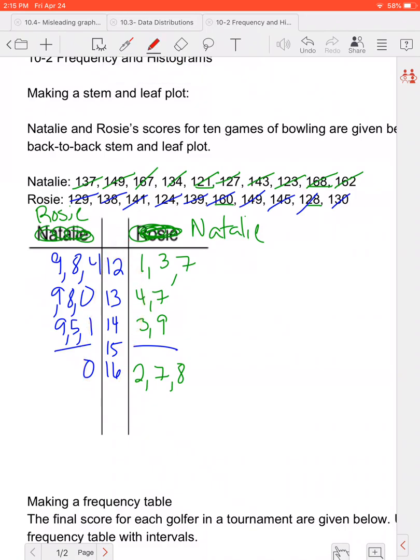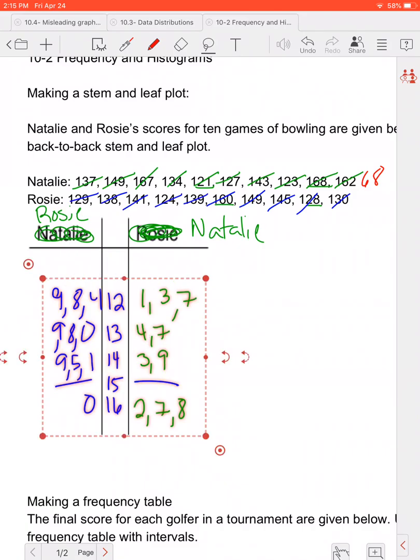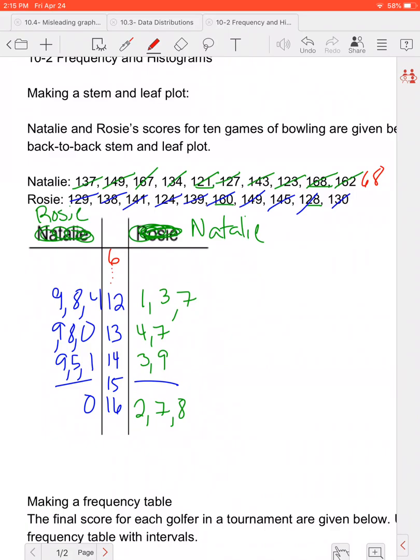Now let's say we add a score to Natalie, and she got a 68. She did really bad, not a 6, 8, a 68. Now you don't have to actually do this in your notes, but I'm just going to go ahead and move all this stuff down. If I had a 68, I would have a 6 here, and I would have all my numbers in between, and then I would write an 8, right? And if I had a 55, it would be a 5 and then a 5. If you had a score of 9, you did really bad, you only knocked one pin down for every roll, you'd have a 0 in this place, and then a 9 here, okay?